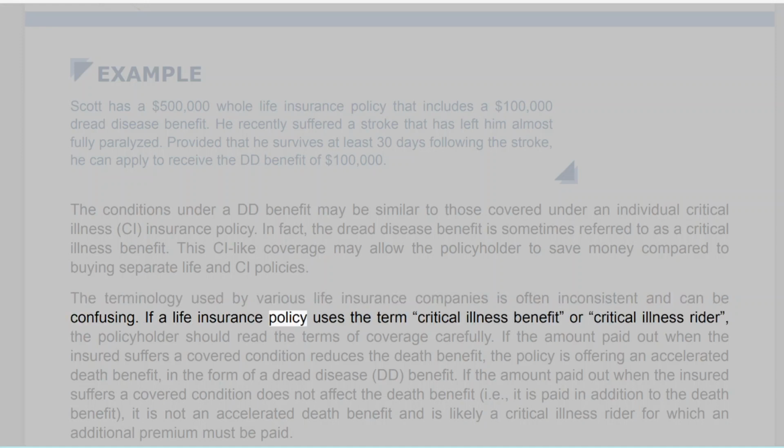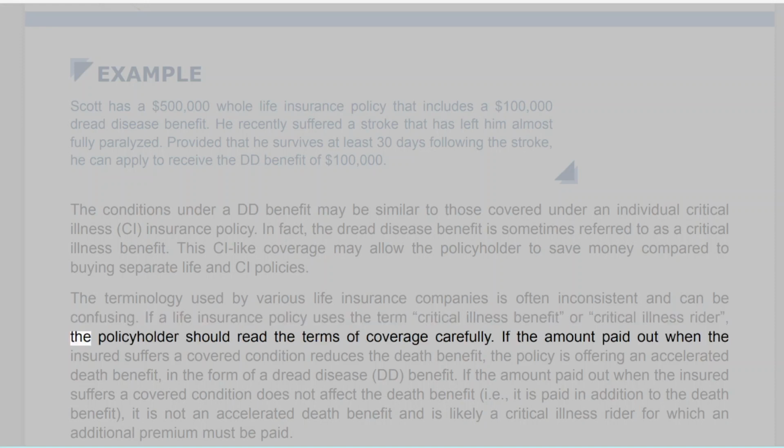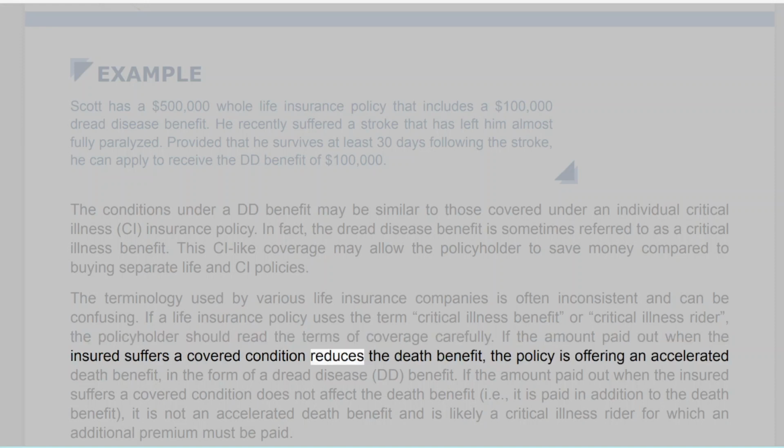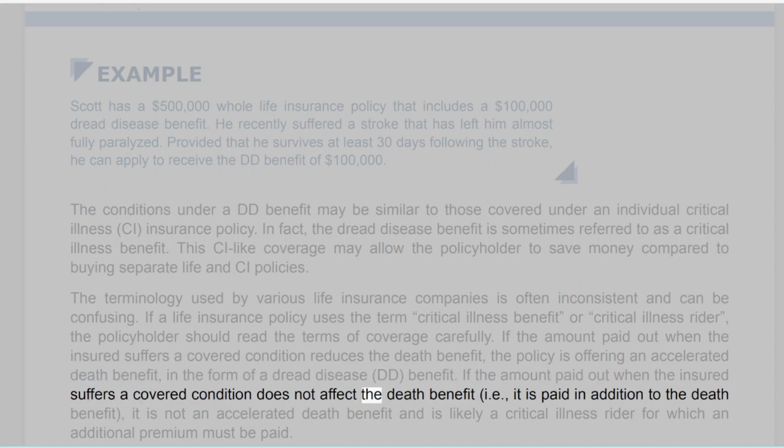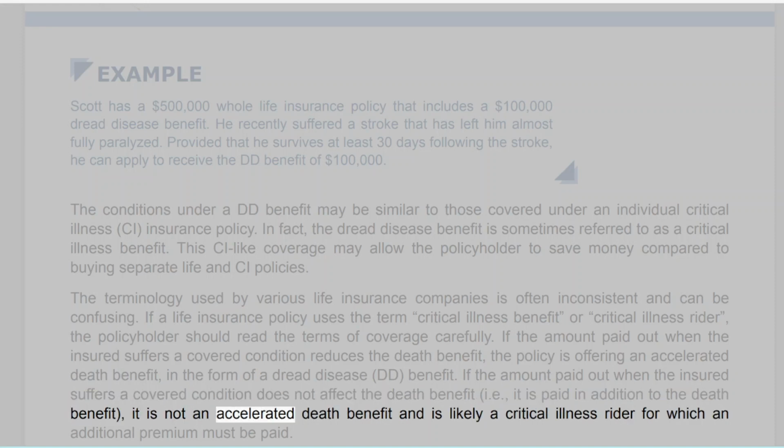If a life insurance policy uses the term critical illness benefit or critical illness rider, the policyholder should read the terms of coverage carefully. If the amount paid out when the insured suffers a covered condition reduces the death benefit, the policy is offering an accelerated death benefit in the form of a dread disease (DD) benefit. If the amount paid out does not affect the death benefit, i.e., it is paid in addition to the death benefit, it is not an accelerated death benefit and is likely a critical illness rider for which an additional premium must be paid.